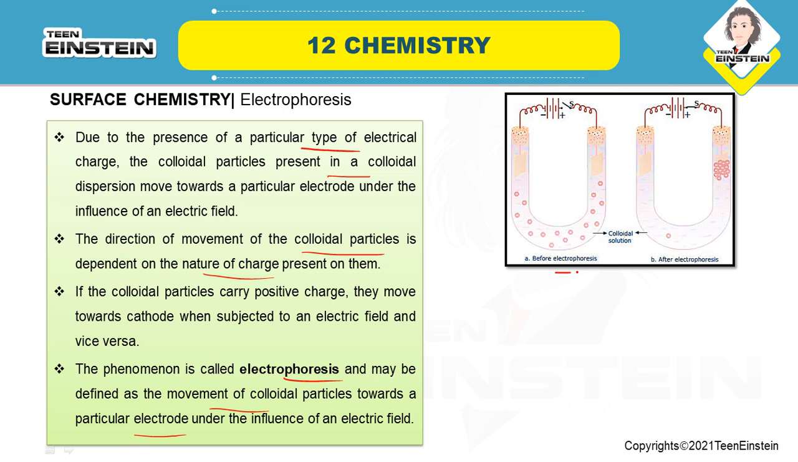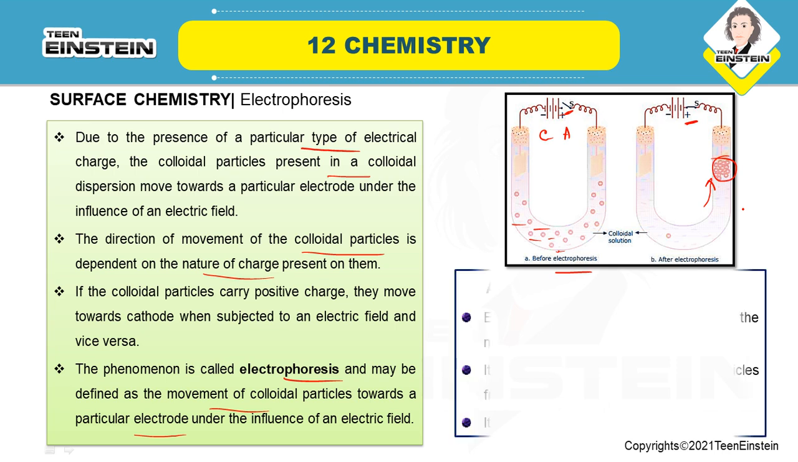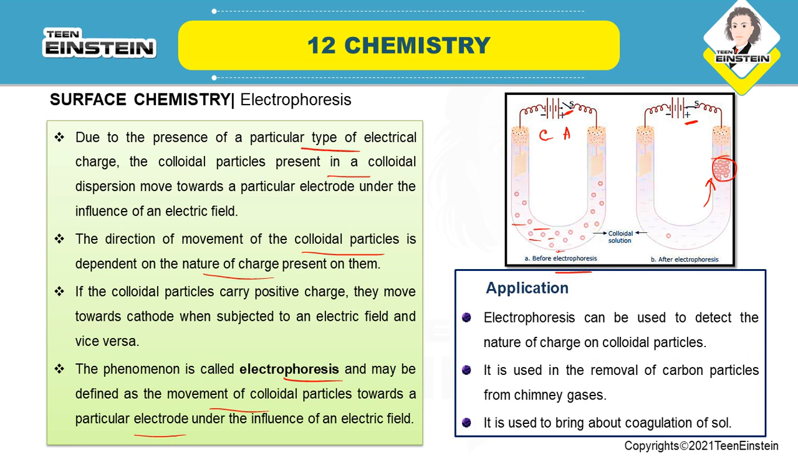So here you can see, before electrophoresis, we have negatively charged particles of colloid, and here we have the cathode and anode. When it is connected, what will happen? All the negatively charged particles will move towards the anode, because here we have positive charge and this is negative charge. So in this way, the dispersion phase will be separated from the dispersion medium. You can say that it is also one type of precipitation of colloid, that is coagulation of colloid. Okay, so by electrophoresis we can destroy the stability of the colloidal particles. Now this phenomenon has some applications.